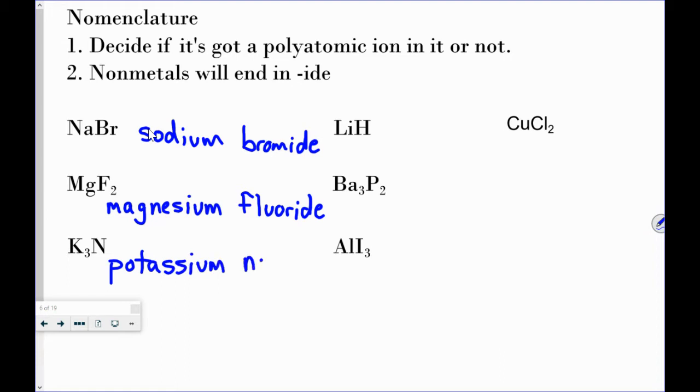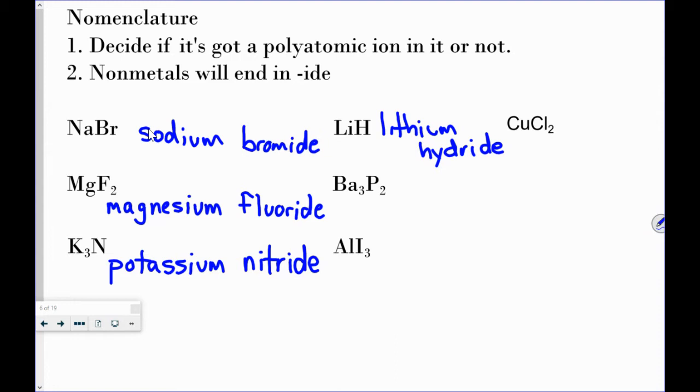N would become nitrogen. We take the beginning of it. Nitrogen becomes nitride. So as we do these, it just takes more practice. You get to know some of these a little better. There's lithium. H becomes hydride. It's not hydrogenide, but it takes practice, it takes time.